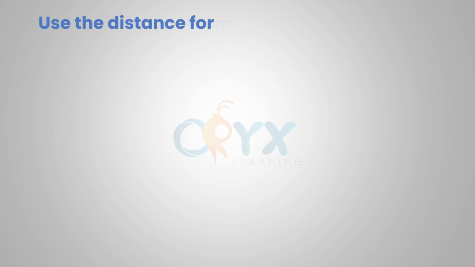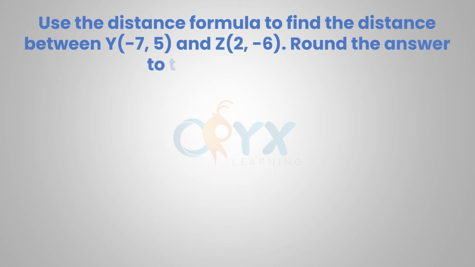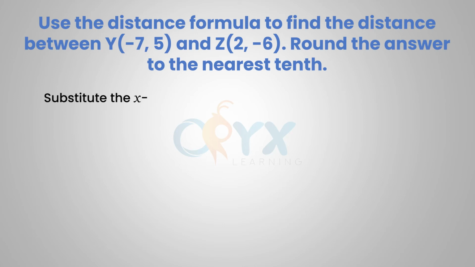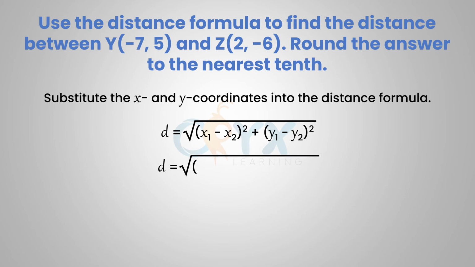Use the distance formula to find the distance between Y, negative 7, 5, and Z, 2, negative 6. Round the answer to the nearest tenth. Substitute the x and y coordinates into the distance formula. d equals the square root of the quantity x1 minus x2 squared plus the quantity y1 minus y2 squared. Substituting in the values, we get the square root of the quantity negative 7 minus 2 squared plus the quantity 5 minus negative 6 squared.